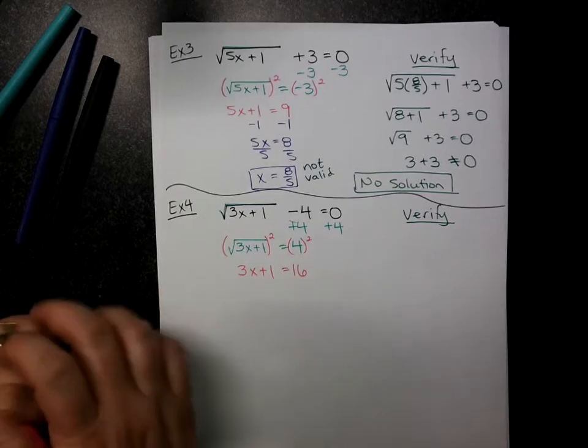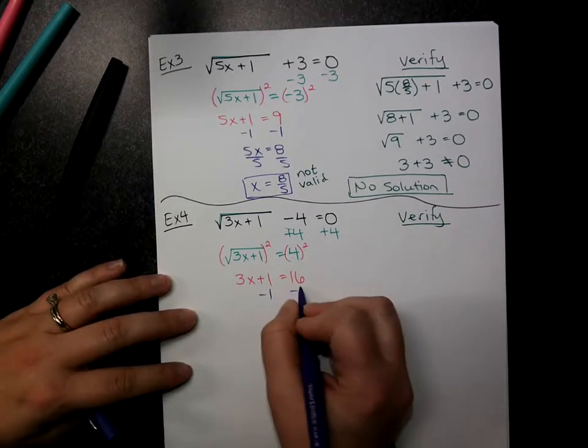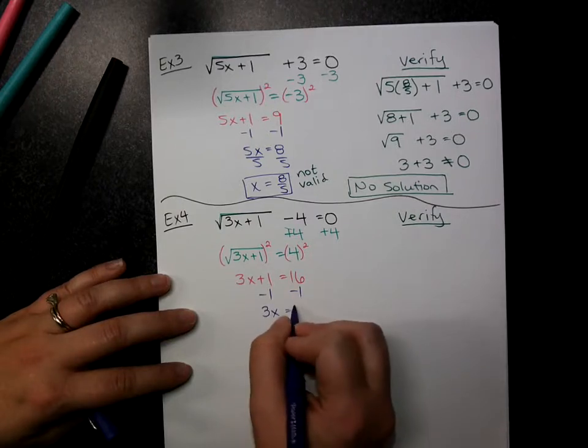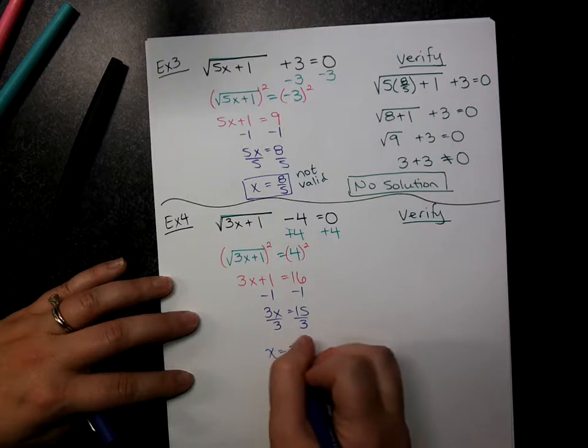So far these have all been linear solves, so it should be pretty easy to solve for x. I'm going to move that 1. 3x equals 15. Divide by 3. And x equals 5.